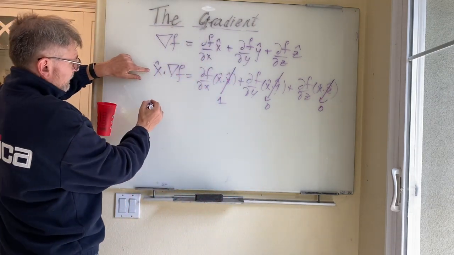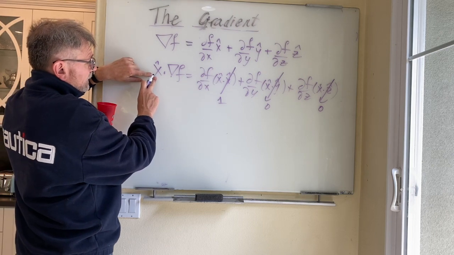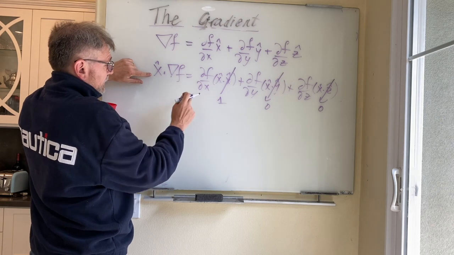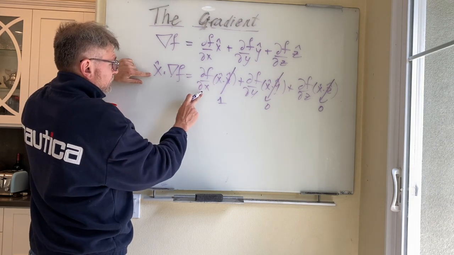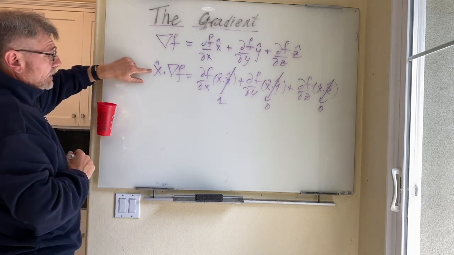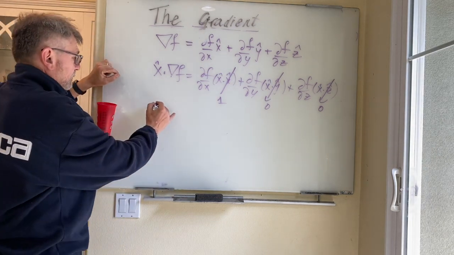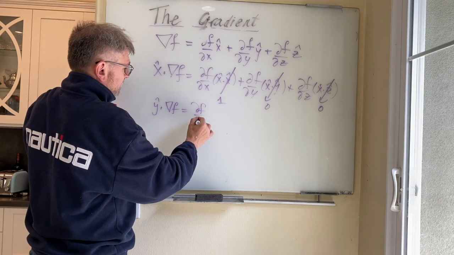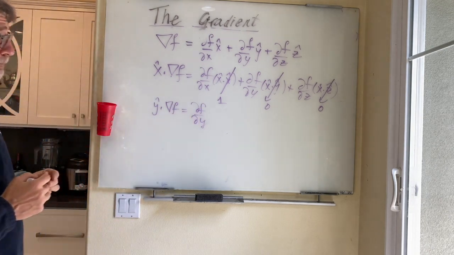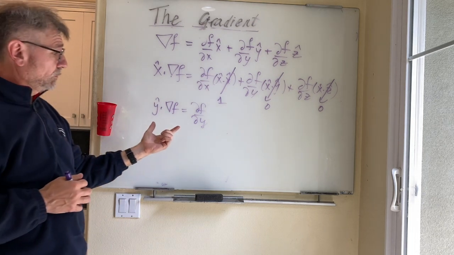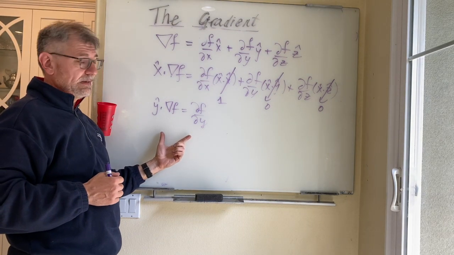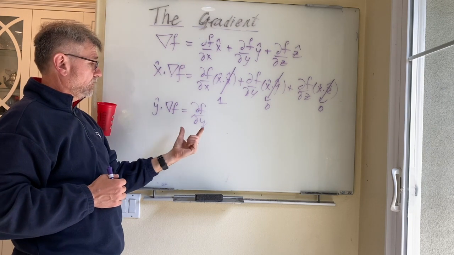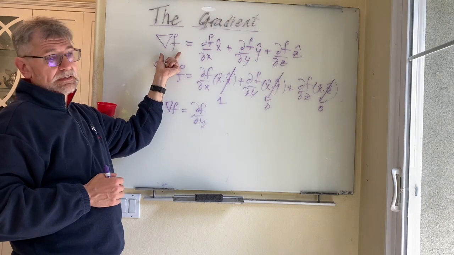So what I find is that by taking the unit vector in the x direction and dotting that with grad f, what I get is df dx. Right, so I get the x component of the gradient just by dotting with x hat. And similarly, if I was to do y hat dotted with grad f, I'd get the y component of the gradient vector. And we're going to use this property to try to find out what the components of grad f are in spherical coordinates.